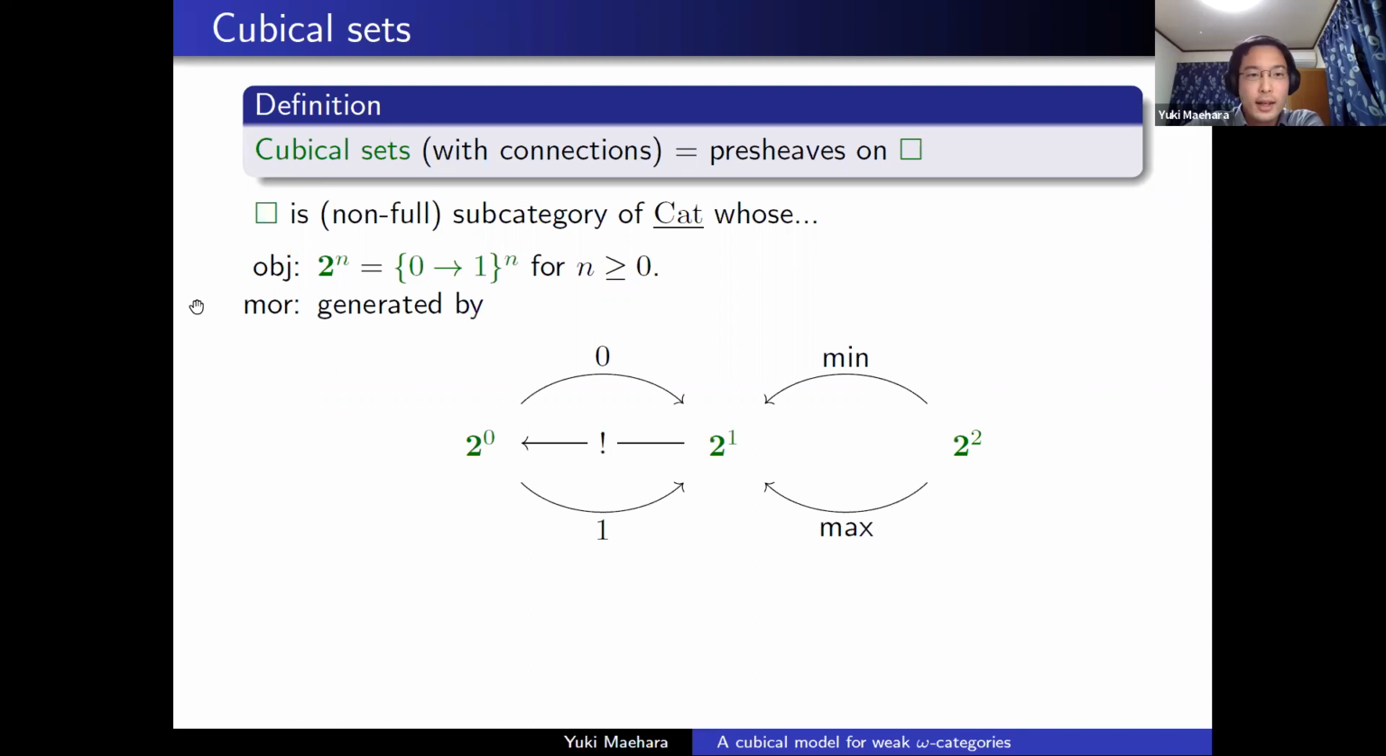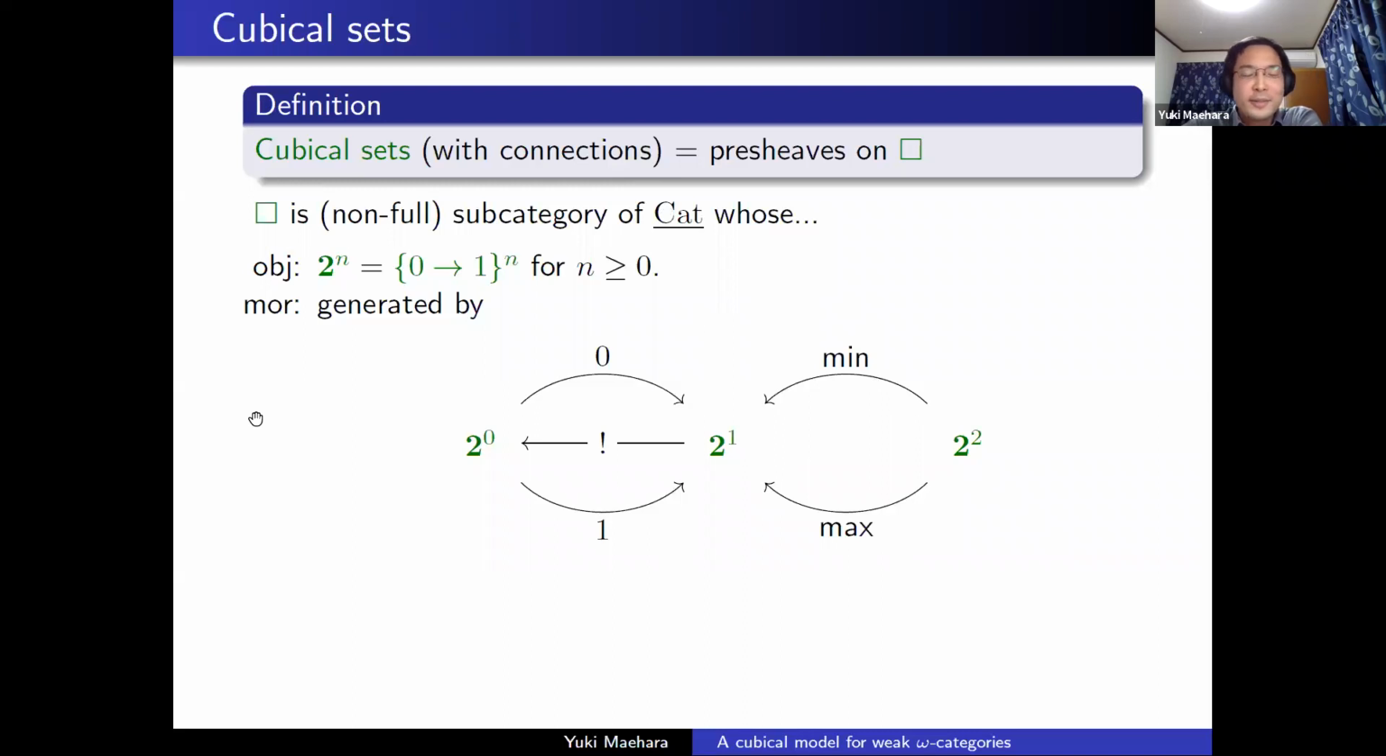The morphisms are generated by these 5 maps between the low dimensional cubes. So the 0 cube, which is just a point, the 1 cube, which is just an arrow, and the 2 cube, which is just a commuting square, and these 0 and 1 are just the endpoint inclusions. This is the unique map to the terminal category. And these min and max maps give you the connections.